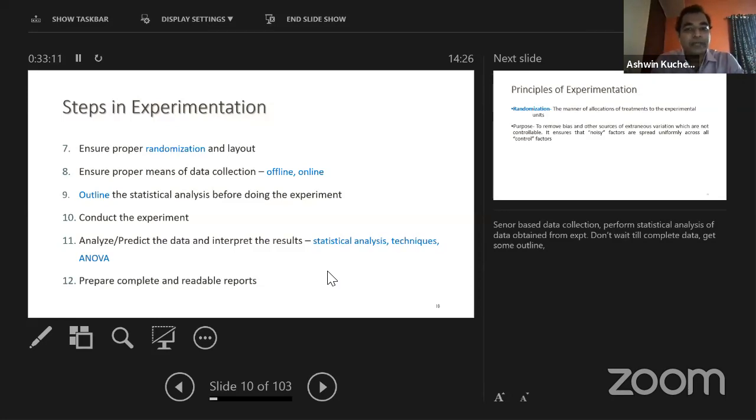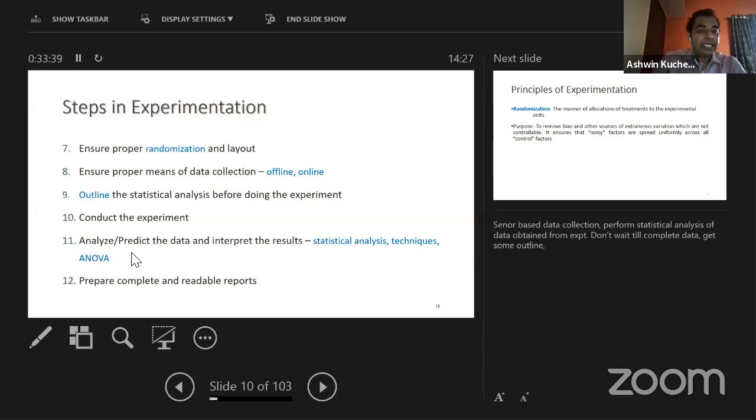Data collection can be online, offline, or manual. It can be based on sensor data collection. It depends on your type of process and the type of equipment you are using. If the equipment is automated, inline or online, you will get all the results there. So after collecting the data, outline the statistical analysis and then do the experiment.